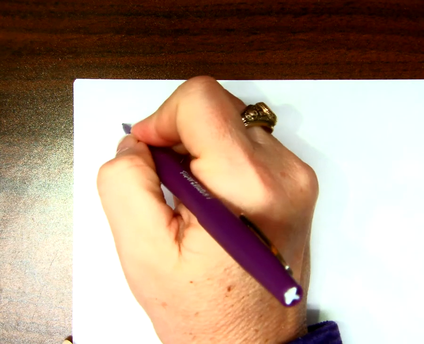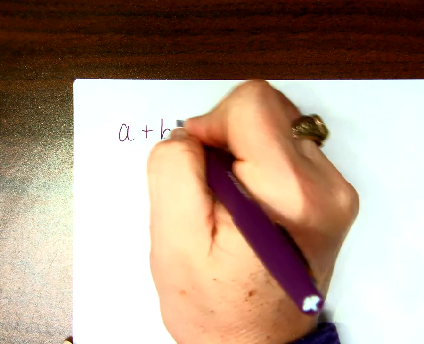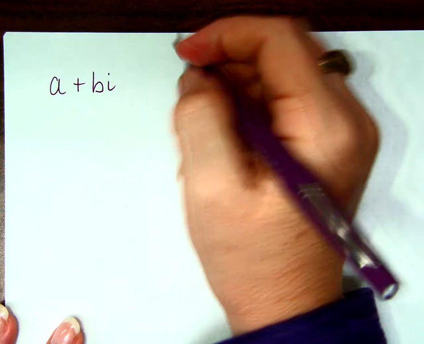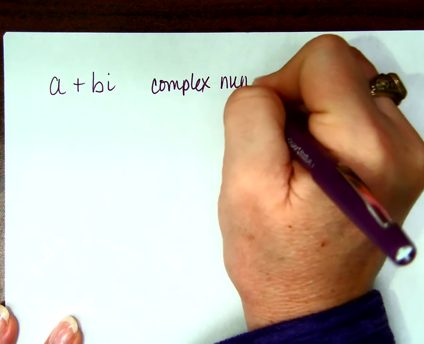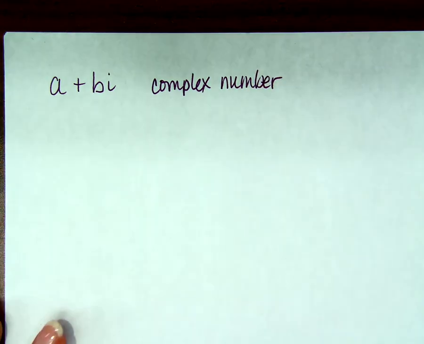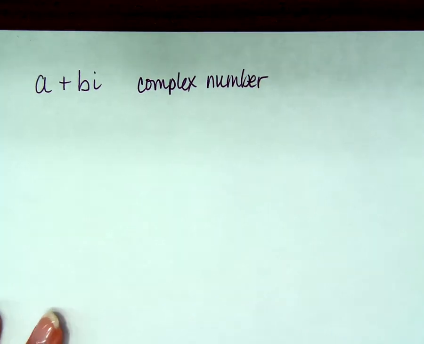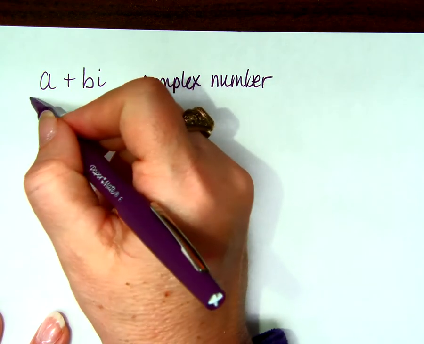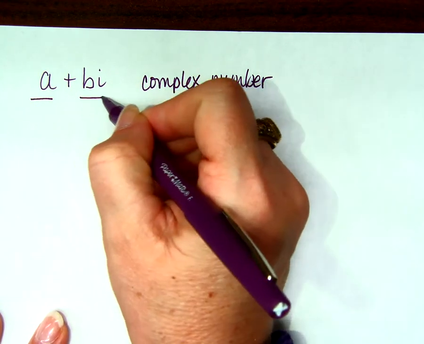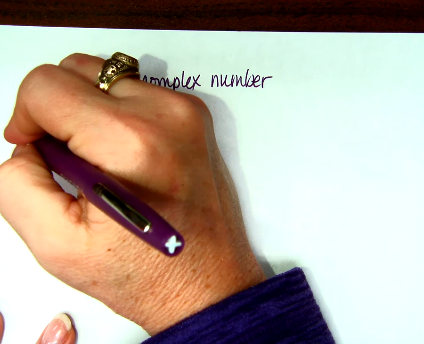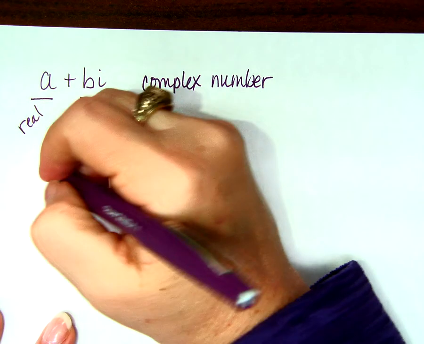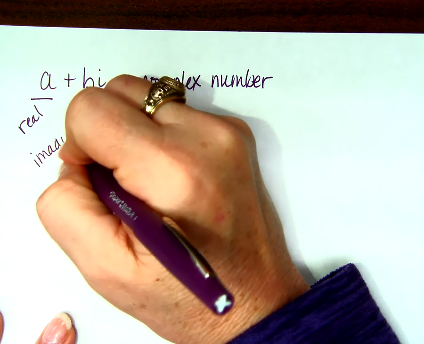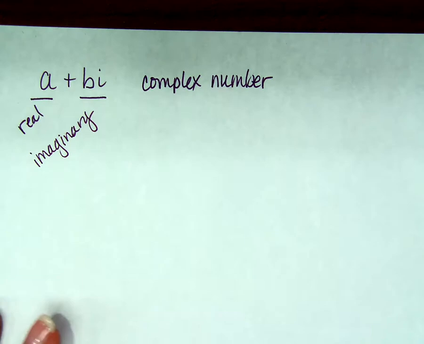So let's remember a couple things. A complex number usually takes the form of a plus bi. That's our complex number. Okay? Do you remember why it's called a complex number? It's complex. There's two parts. There's this part and then there's this part. The first part is called the real part. And the second part is called the imaginary part. Okay?